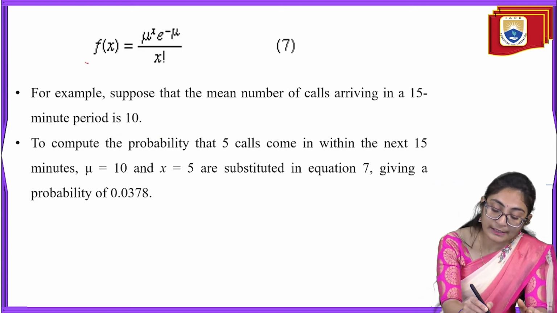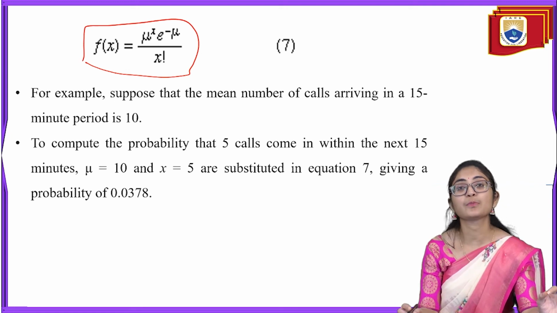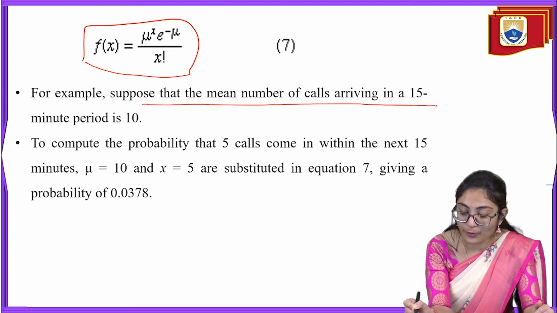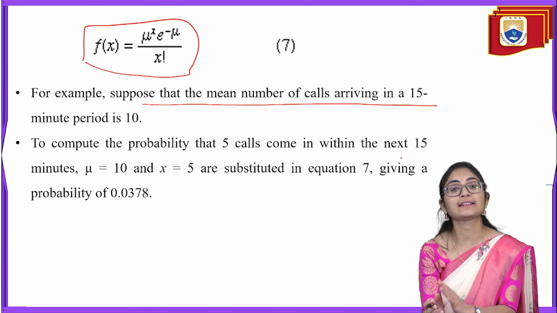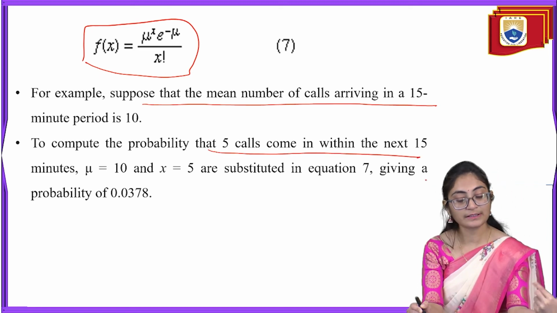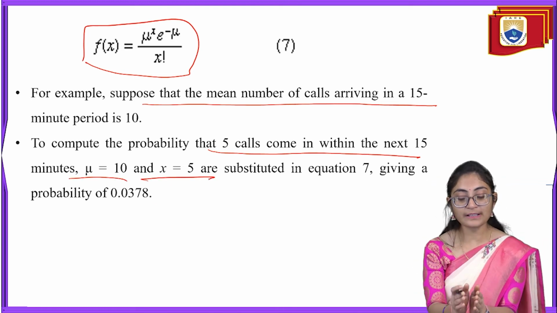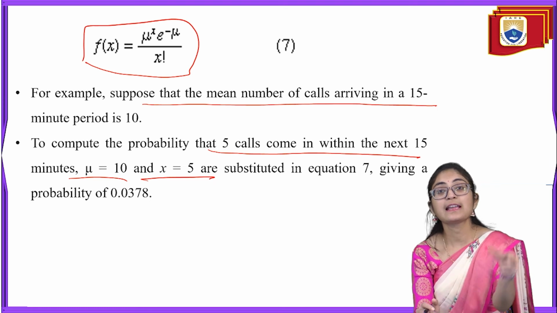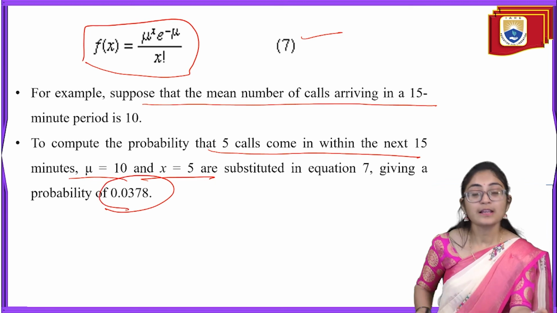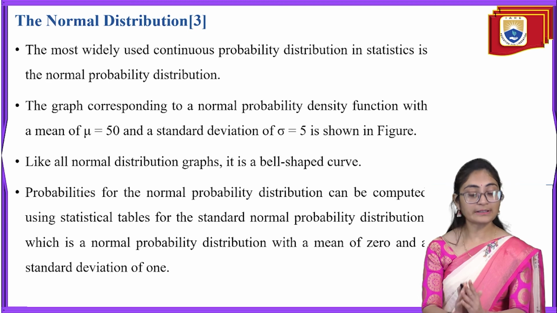The formula is f of x is equal to mu power x into e to the power minus mu, divided by x factorial. For example, suppose that the mean number of calls arriving in a 15-minute period is 10. Calculate the probability that 5 calls come in within the next 15 minutes. Mu is 10 and x is 5, and you keep all these values in equation 7. After solving equation 7 you will get the value 0.0378.